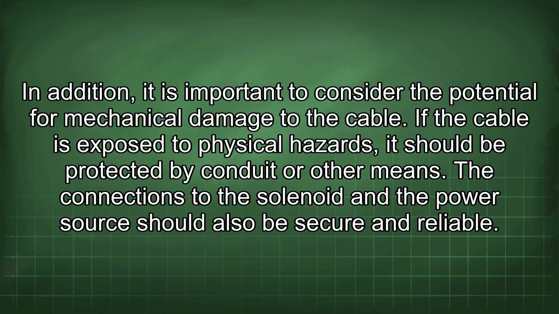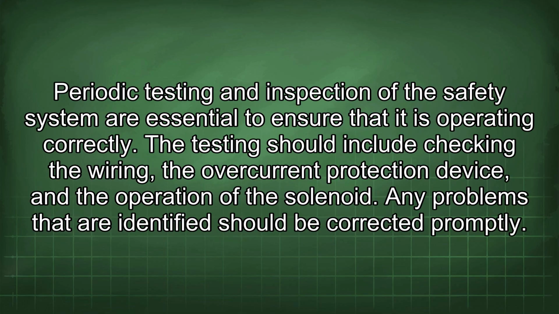In addition, it is important to consider the potential for mechanical damage to the cable. If the cable is exposed to physical hazards, it should be protected by conduit or other means. The connections to the solenoid and the power source should also be secure and reliable. Periodic testing and inspection of the safety system are essential to ensure that it is operating correctly. The testing should include checking the wiring, the overcurrent protection device, and the operation of the solenoid. Any problems that are identified should be corrected promptly.